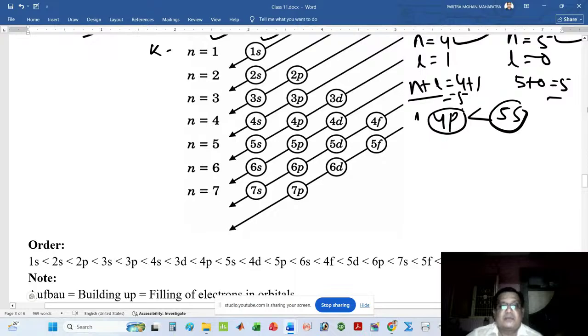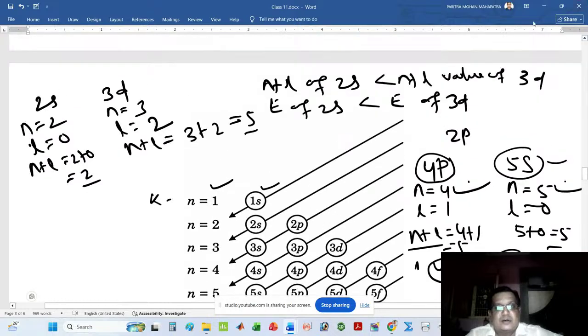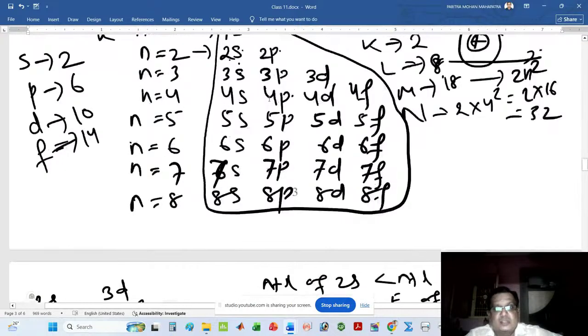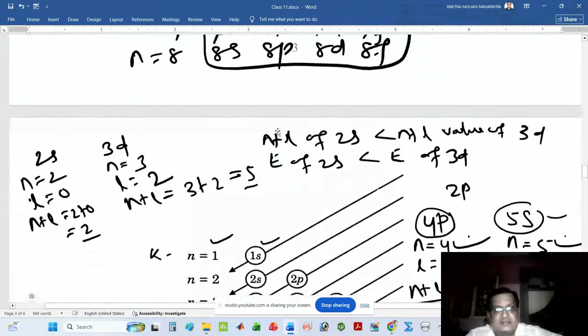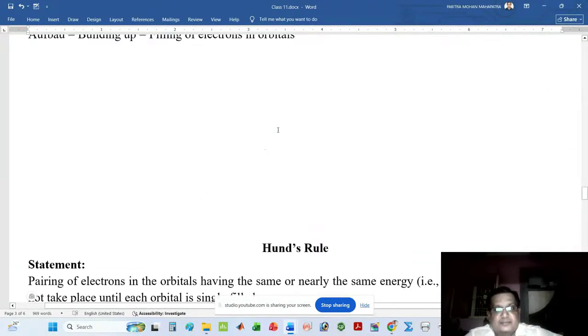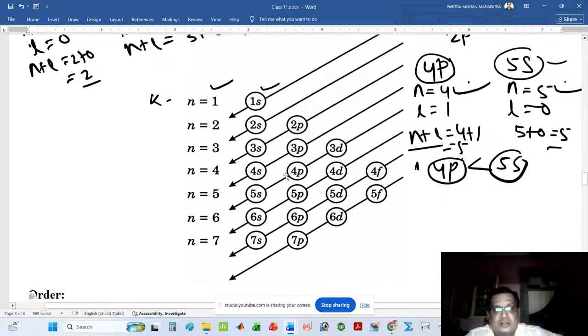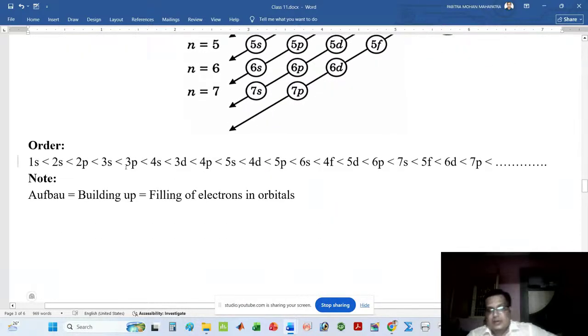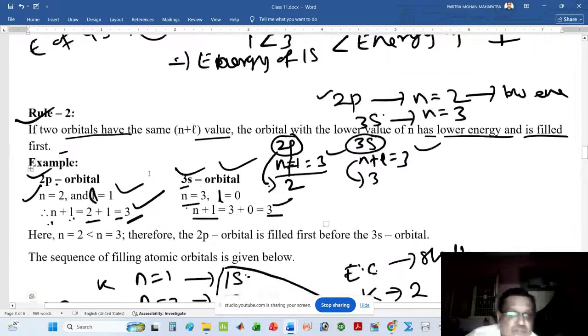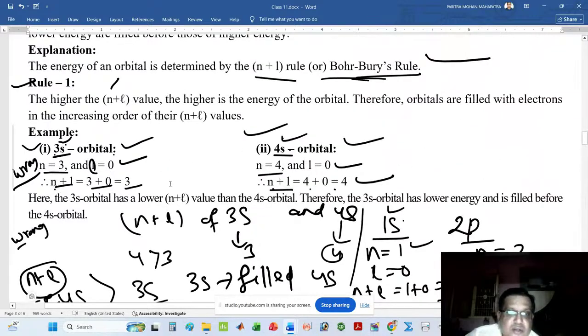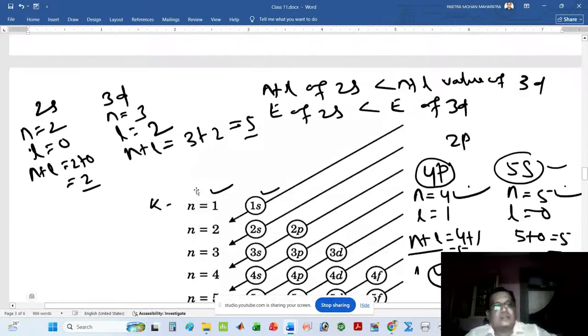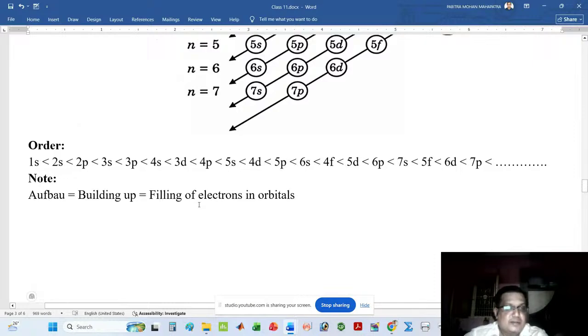There are different orbitals. Already I have shown you these are the various types of subshells present here. Look at that. Here you can think about the different subshells. If you apply the n plus l rule, then you will find this order.